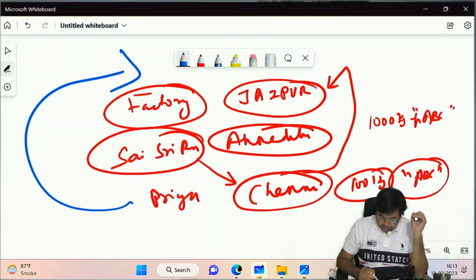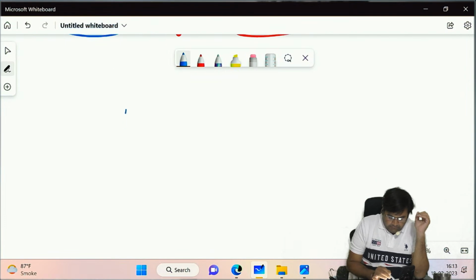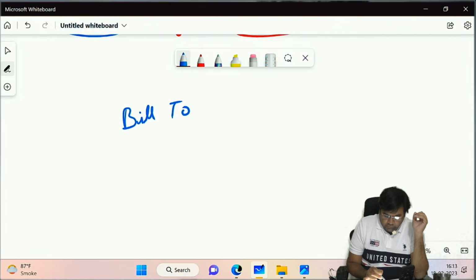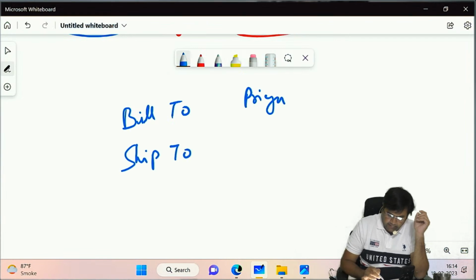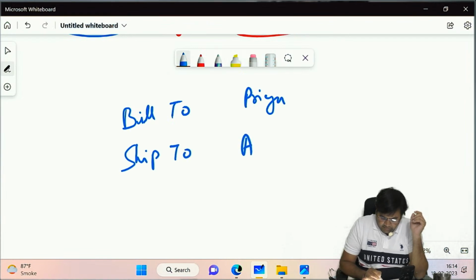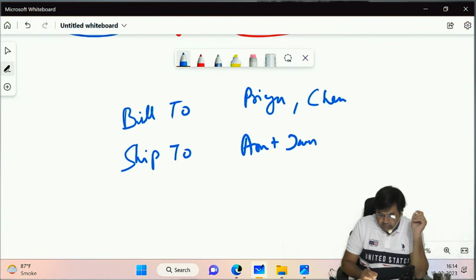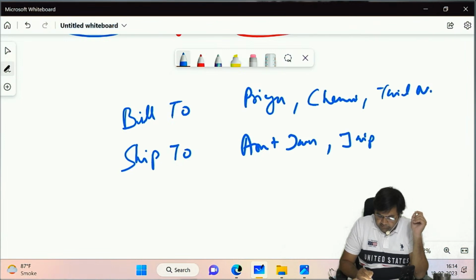Now, how is it going to be done? Bill to: Sai Sri Ram is going to bill to Priya, because Sai Sri Ram only knows Priya. This guy has nothing to do with Amit Jain. And he is going to ship to, on the instruction of Priya, Amit Jain. So bill to Priya, Chennai, Tamil Nadu, and ship to Amit Jain, Jaipur, Rajasthan.